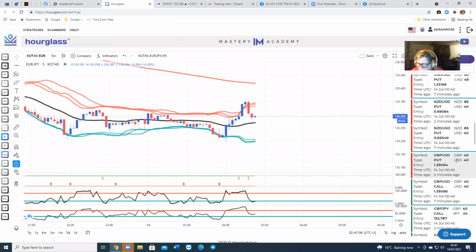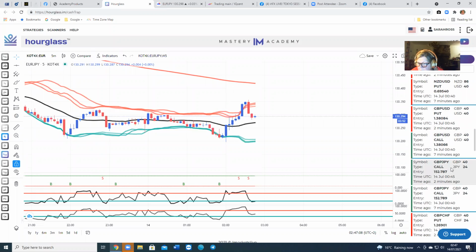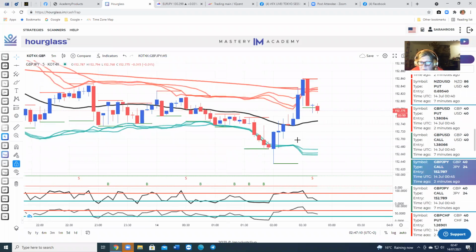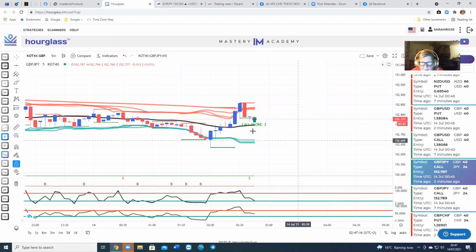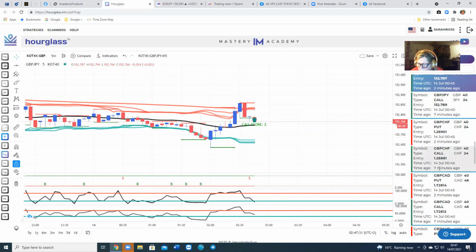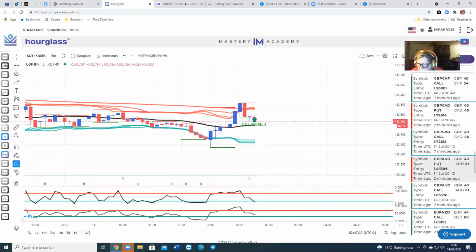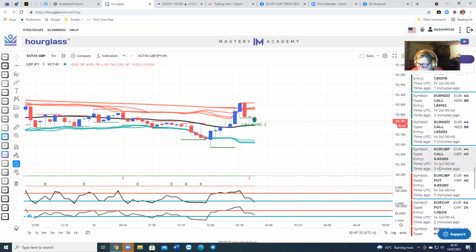I don't trade any of those. GJ gave a call 2 minutes ago, but that's still dropping. That hasn't turned yet. Got that moving average coming right down at the top there, pressing it down. So it's kind of on the turn. I don't trade any of those.